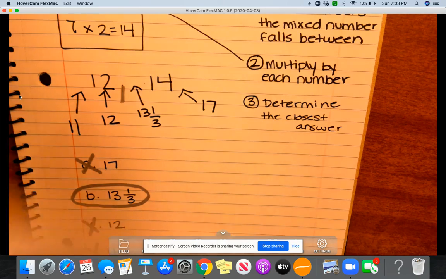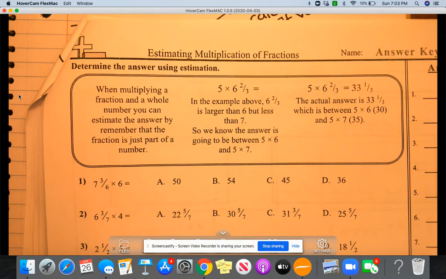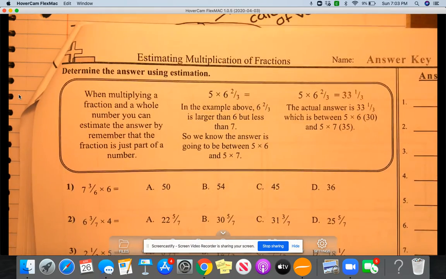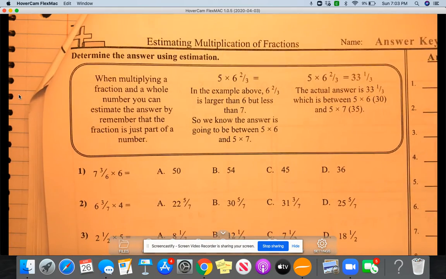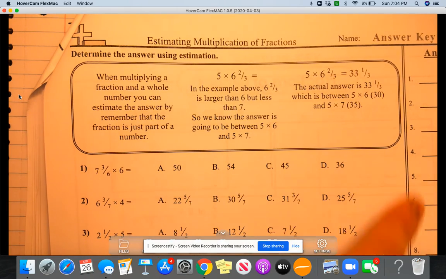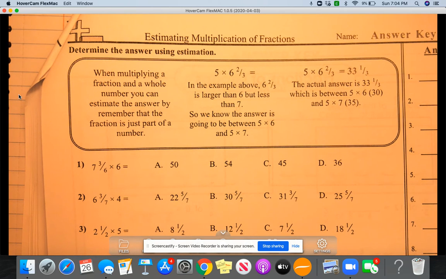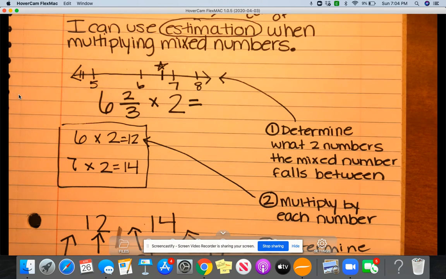Your job is to follow the same process. Again, there's an example on the top. So you're doing page 7 in your packet, which looks like this. Same process. You're going to write the letter of the answer on the side. But again, it's multiple choice. It's understanding where those numbers fall between. How can you estimate? That's the goal. So make sure you finish page 7 in your packet. When you're done, complete the exit ticket, and then you're all done for the day.